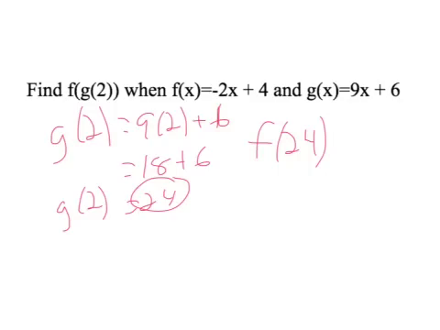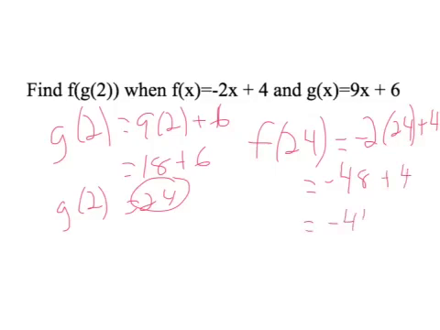Whatever answer you got for g of 2, you're going to plug into f of x. So I'm going to take out x, replace it with 24. Negative 2 times 24, negative 48. Negative 48 plus 4 is negative 44. So f of g of 2 is equal to negative 44.